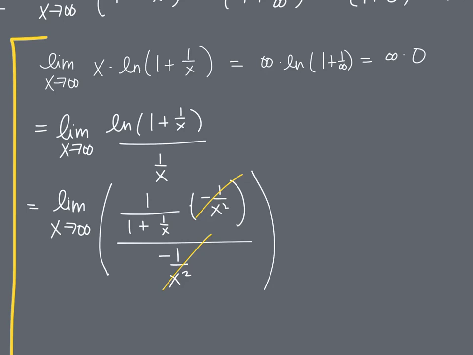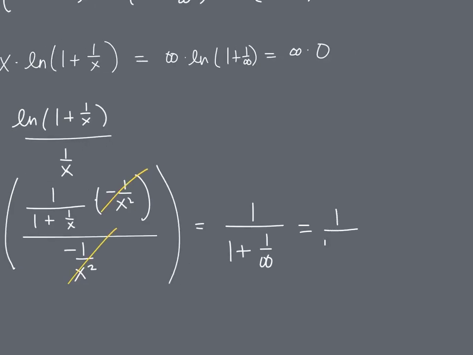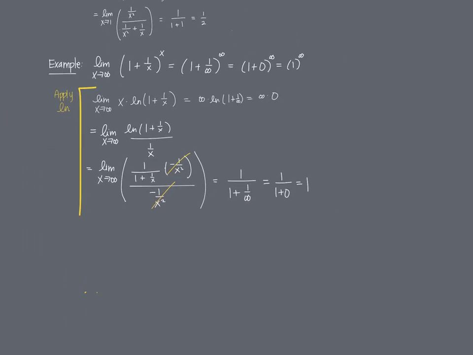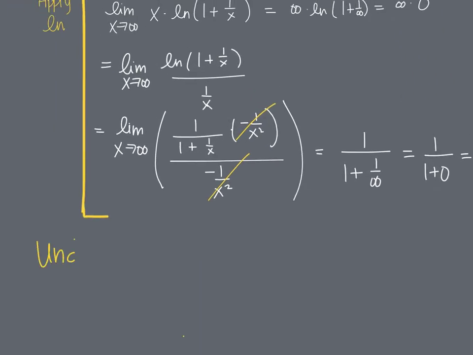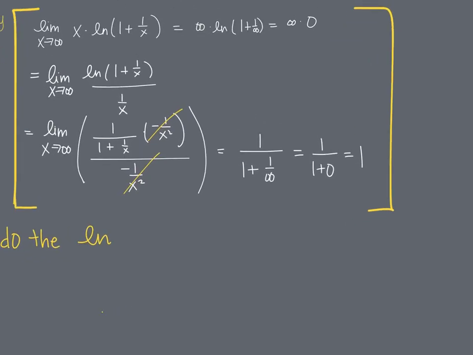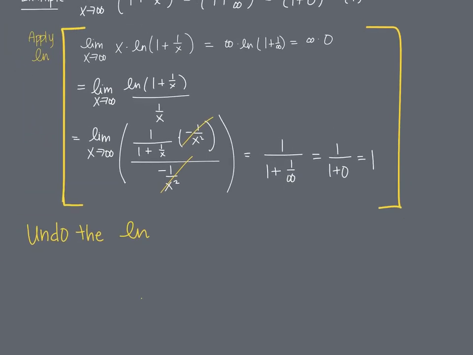And then I can plug infinity right in. So we get 1 over 1 plus 1 over infinity, which is 1 over 1 plus 0, which is 1. It worked. But that was all based on the fact that we applied the ln. So now we have to undo the ln. And so the answer is not 1. The answer is e to the 1, e to the first. And so the limit value is e to the first, or e.